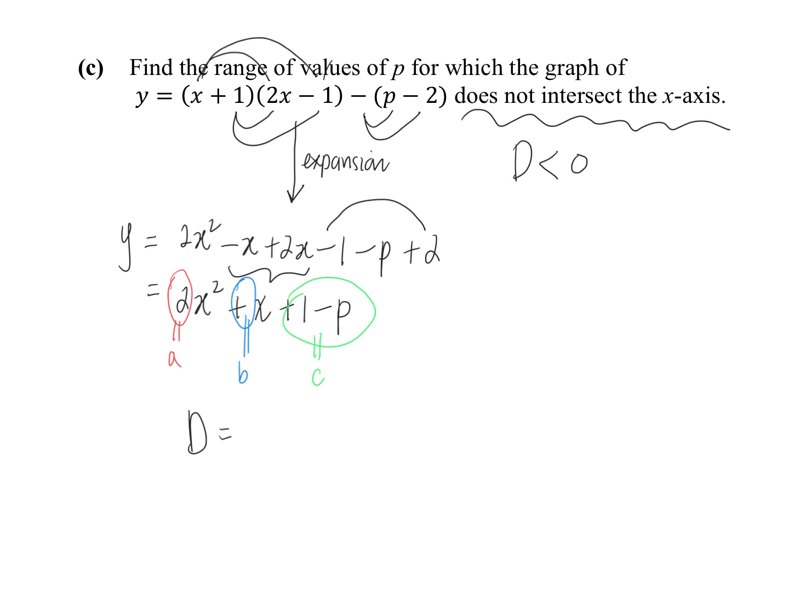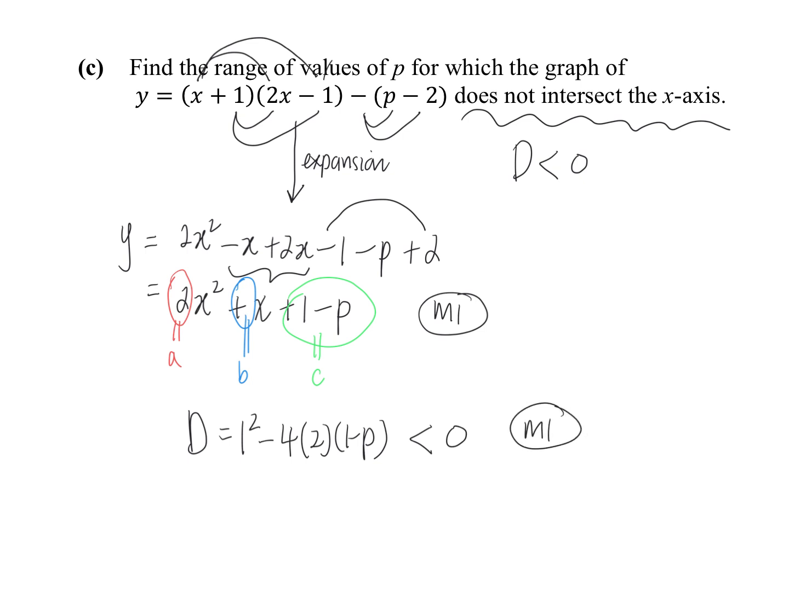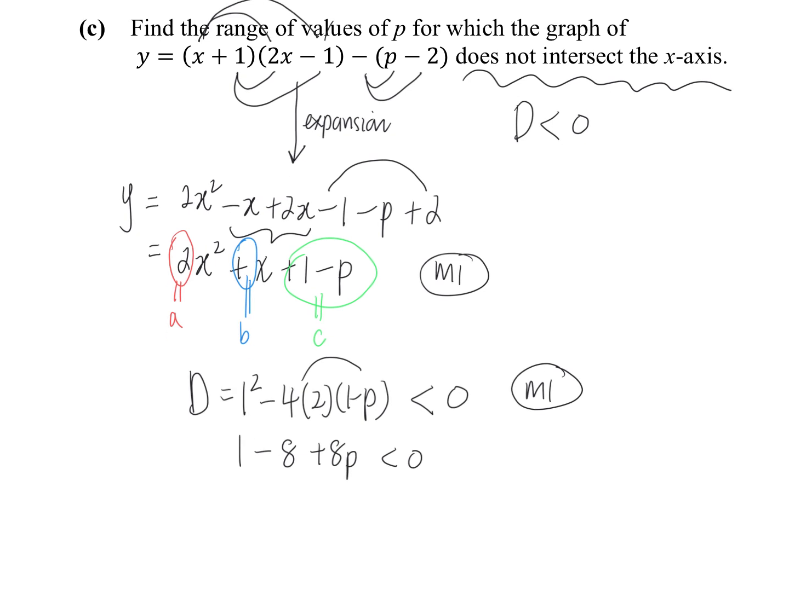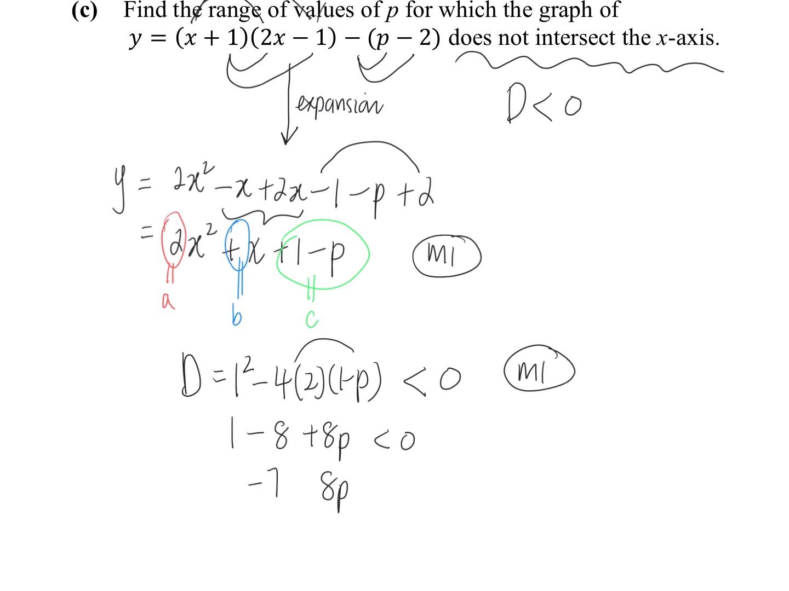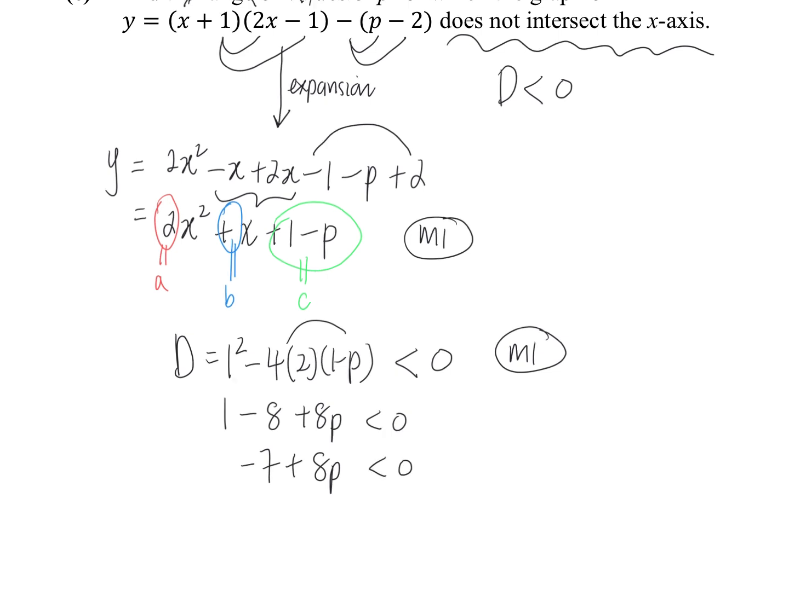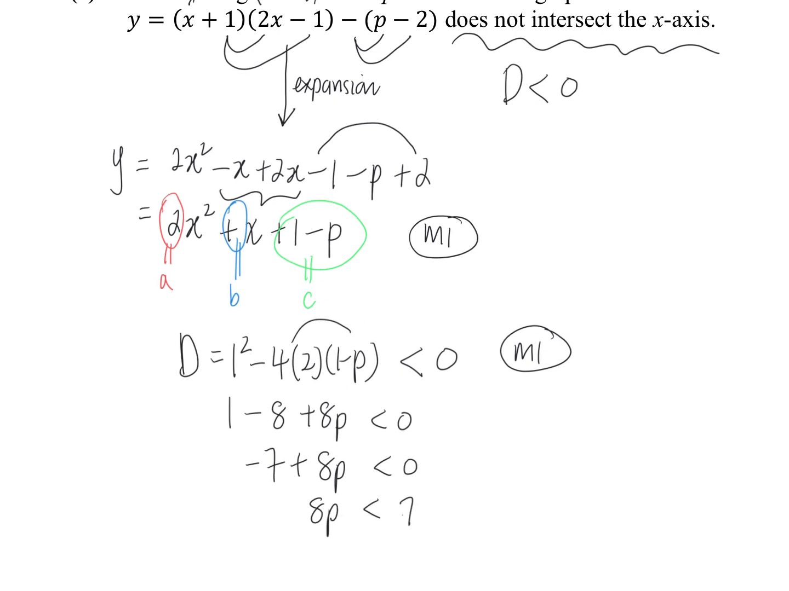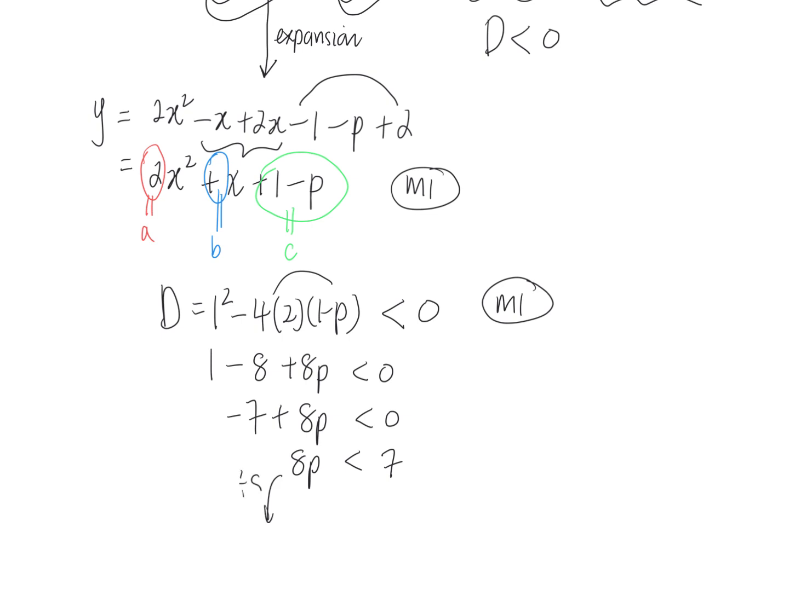So discriminant is b squared minus 4ac and it must be less than 0. So 1 mark I gave for getting the quadratic simplified fully. 1 mark for knowing that discriminant is less than 0. So this is 8 and plus 8p. So you will get 8p minus 7. Okay, bring the negative 7 over. And then you divide by 8 on both sides.